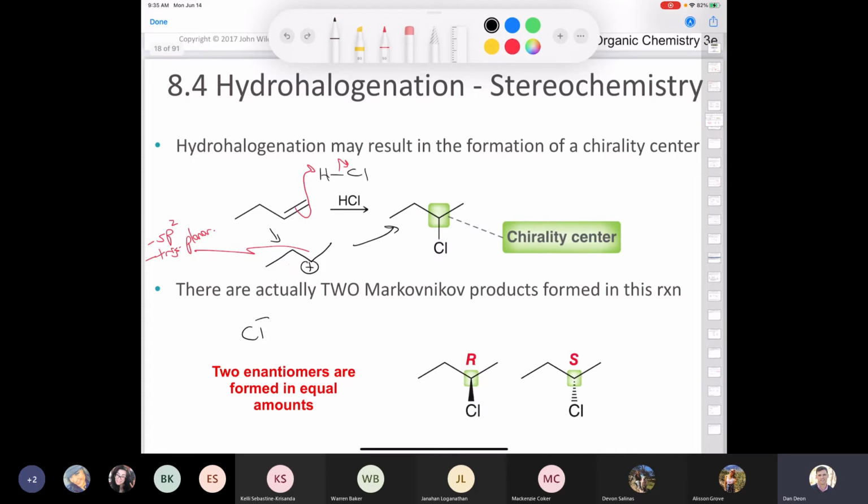Doesn't matter. So that means you're going to end up with a racemic mixture, right? You end up with both enantiomers in this case, both R and S, and they're formed in equal amounts. Give me a thumbs up if that makes some sense to you. Give me a thumbs up if two things make sense: the Markovnikov concept of the addition, and the stereochemical consideration. Does that make sense to everybody? If not, I can go back over it a little bit.